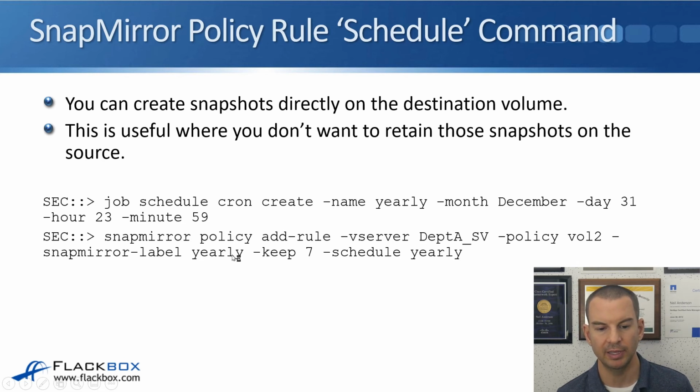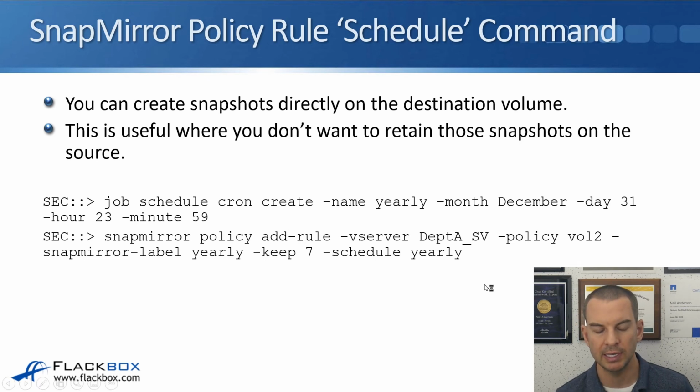And I say SnapMirror label yearly, keep 7. And then the difference is I say schedule yearly. So when you use the schedule command, what that does is it actually creates the snapshot directly on the destination system rather than looking for a matching label on the source and pulling it over.